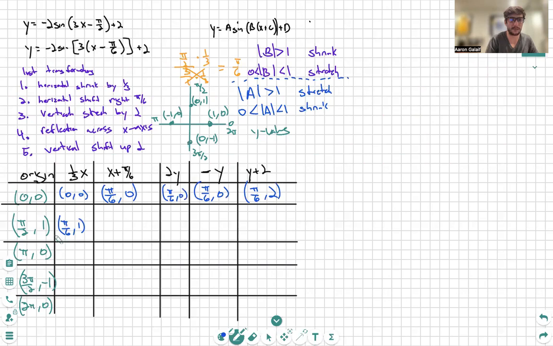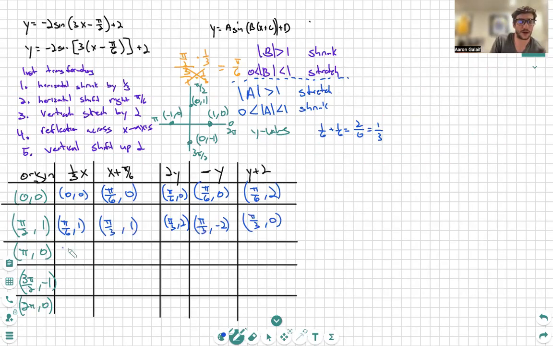Add pi over 6 to the x value. 1/6 plus 1/6 is 2 over 6, which is equal to 1/3. We'll call that pi over 3, 1. Multiply the 2 to the y. Pi over 3, 2. Flip the sign of the y. Multiply it by negative. Pi over 3, -2. Add 2. Pi over 3, 0. That is my next point. Okay, next.